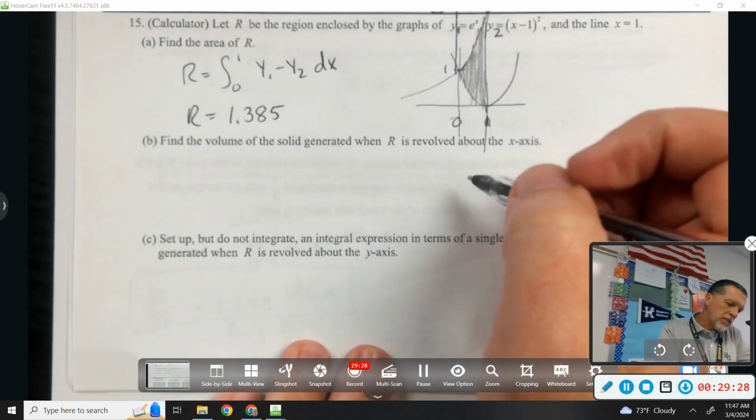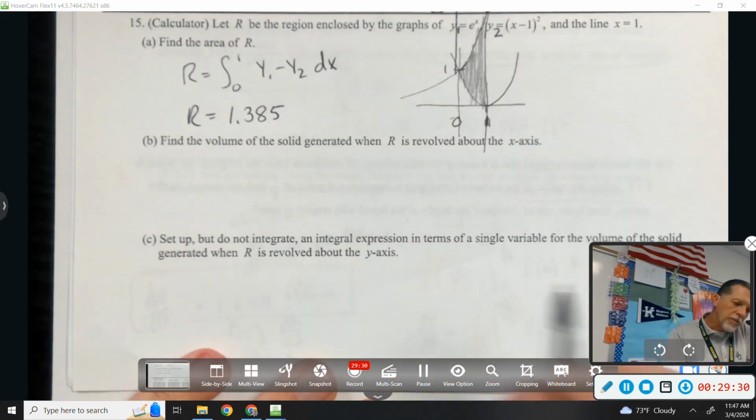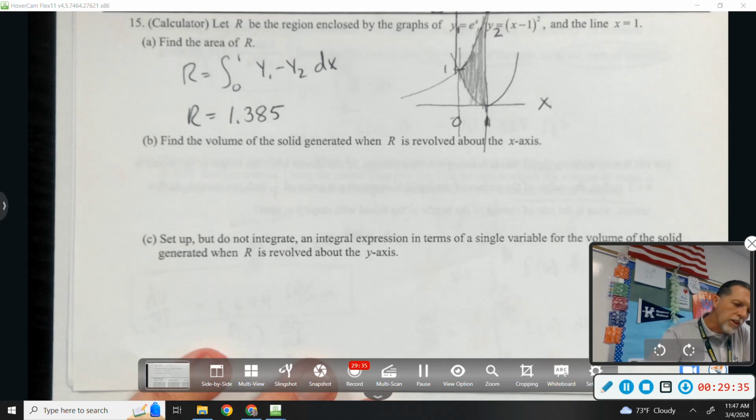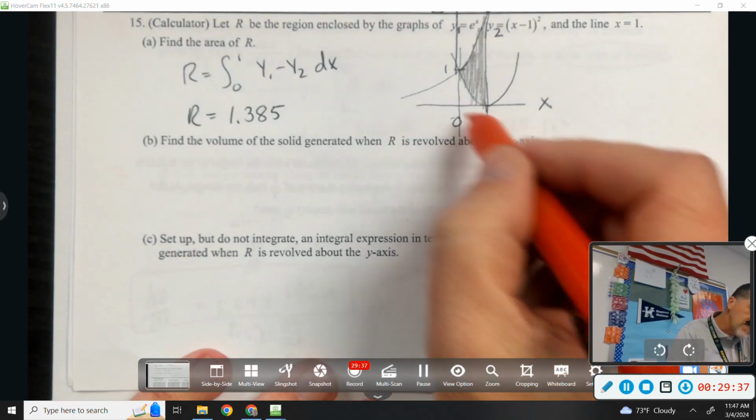Find the volume of the solid when R is revolved around the x-axis. Okay, so we're revolving around the x-axis.